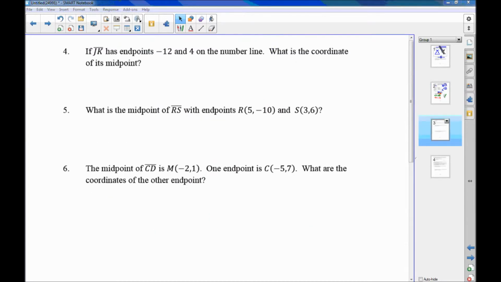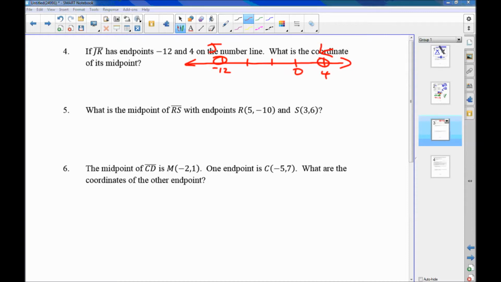Okay, so on our third page, we have some more practice on midpoint. So JK has endpoints at -12 and 4 on the number line. What is the coordinate of its midpoint? So it would be like over here, at -12, it's -8, -4, 0, and then 4. So we have a point here and here for J and K, and we want to find its midpoint.